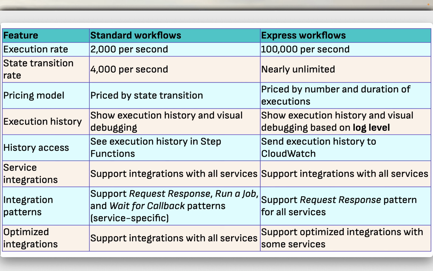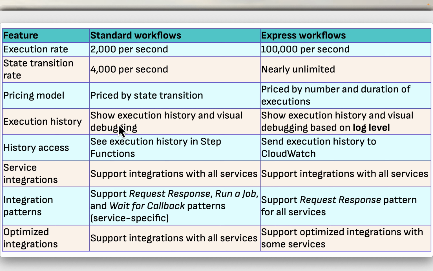So this is the feature comparison between standard workflows and express workflows. Execution rate: for standard it's 2000 per second, while express can go up to 100,000 per second. State transition rate is 4000 per second for standard, and nearly unlimited for express. Pricing model: standard is priced by state transition. Express is priced by number and duration of executions.